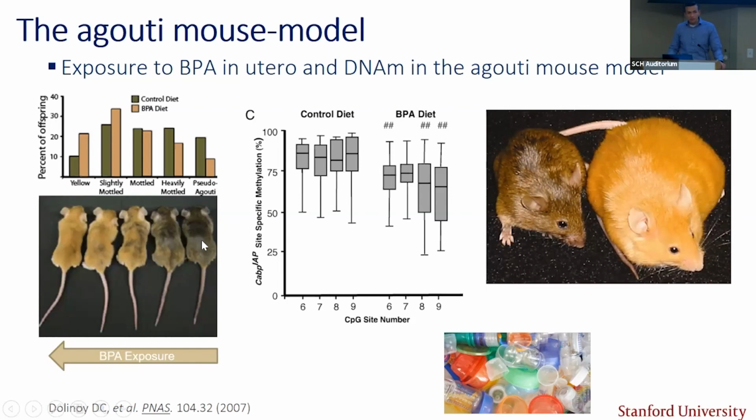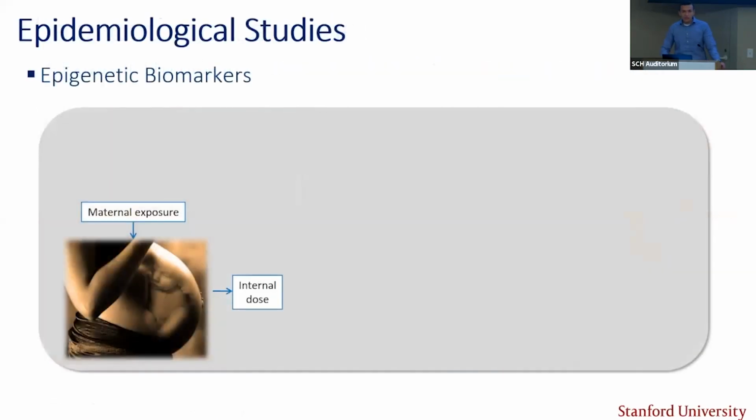So here you have a prenatal exposure, which is BPA, a plasticizer, a known endocrine disruptor, altering a methylation marker at a specific locus that controls coat color, that leads to potentially a phenotype that might resemble insulin resistance and diabetes. So to me, this is a pretty good example of how a prenatal exposure might program offspring health and development. So how do we do this in human studies?